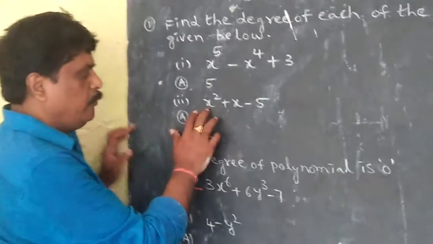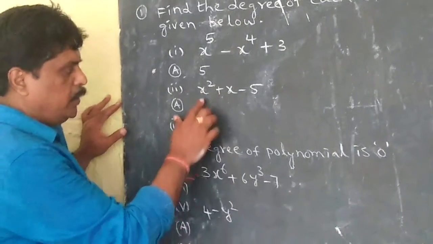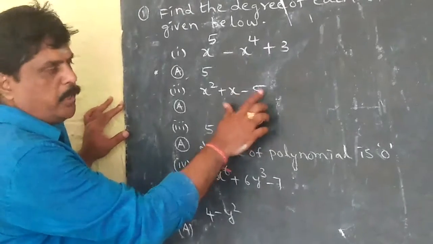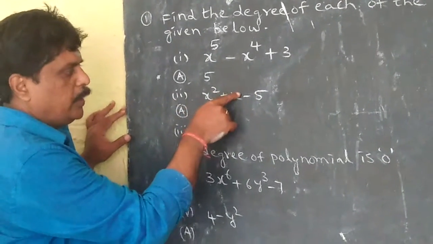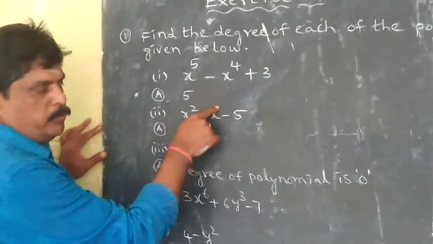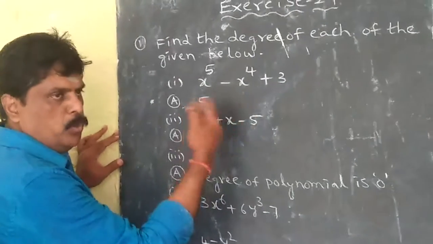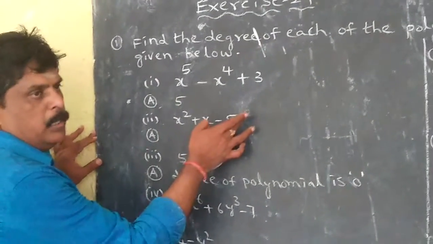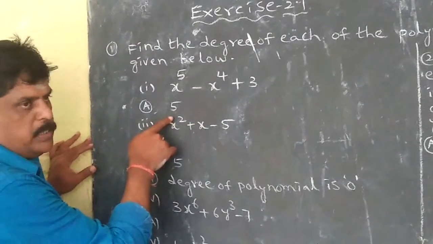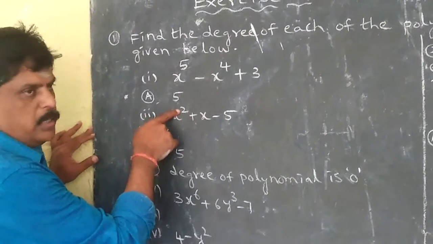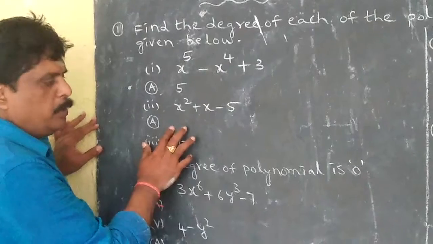Here we have given x square plus x minus 5. To find the degree of the polynomial, you have to check the highest power. For x there is no power written, so you have to take 1. For the constant there is no variable, so I have to take x power 0. Then I check which power is highest. Here 2 is highest, so the degree of the polynomial is 2.